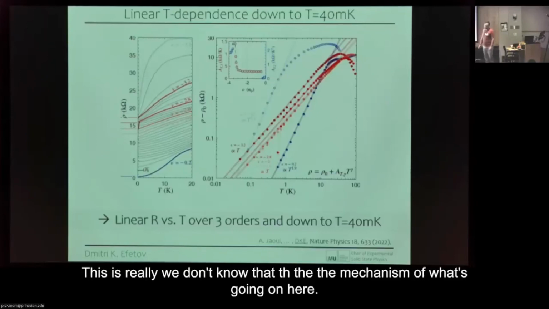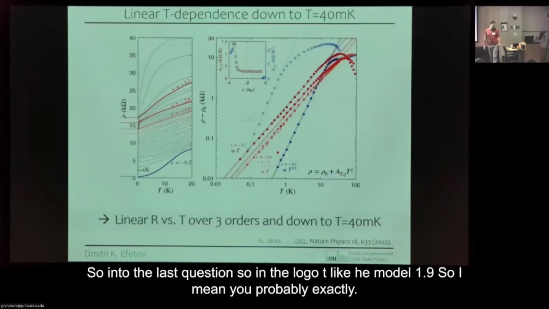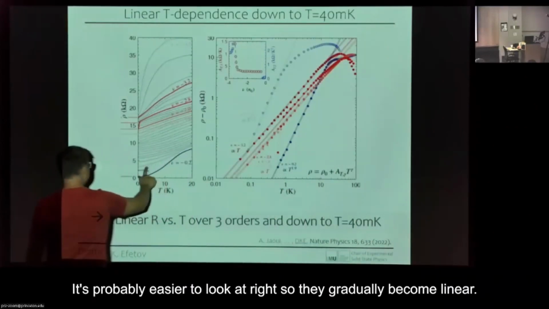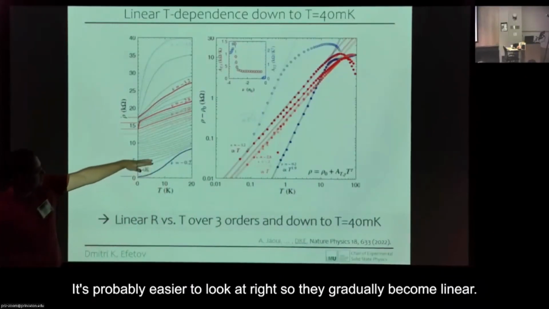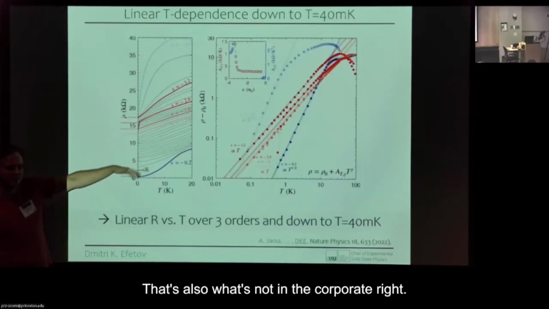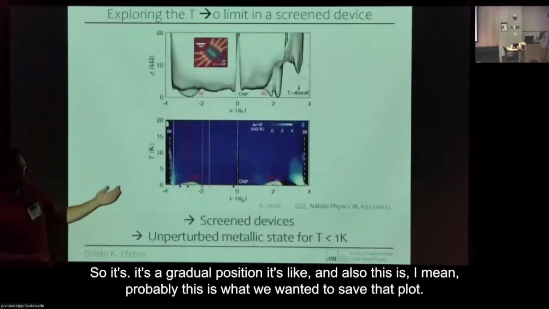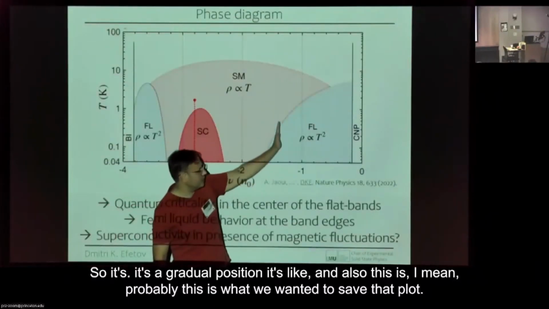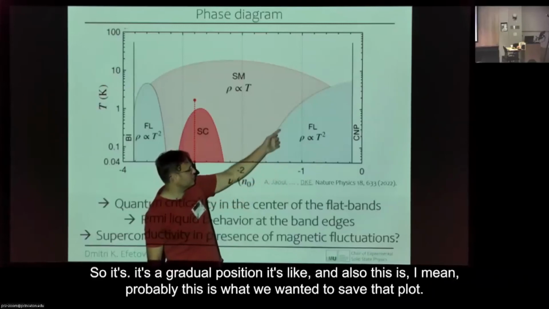Yeah, that's a good question. It's probably easier to look at these lines here. They gradually become linear. So probably you can fit many of these intermediate curves like a T plus T squared, something like that. That's also what's done in the cuprates and the pnictides. So it's a gradual transition. I think if you make a line cut here, you have a combination of T squared and linear.